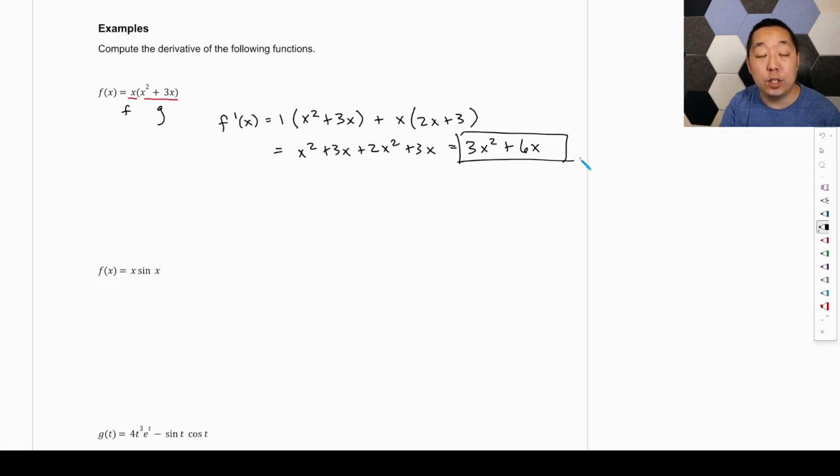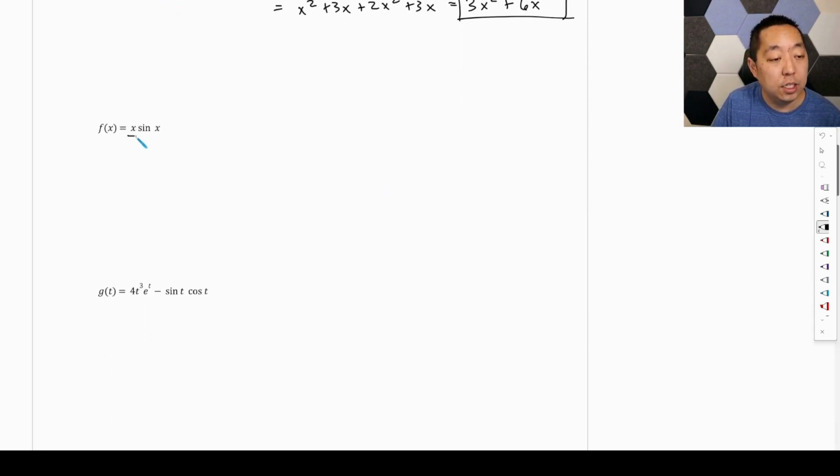And there are other ways you could have done this derivative. You could have distributed the x first and made this x cubed plus 3x squared. Then when you take the derivative of that, I get 3x squared plus 6x. Same thing. That would have been a faster way to compute this derivative, but I wanted to show you how this operated. Here's another one where we're multiplying two functions. Derivative of the first function is 1 times the other function unchanged, plus x times the derivative of sine, which is cosine x, just like that.